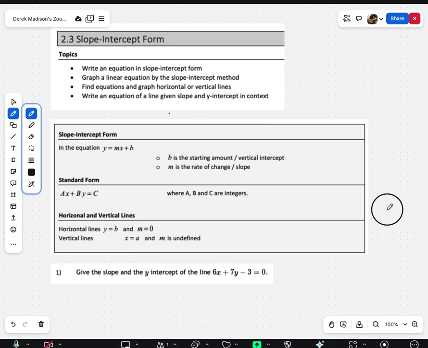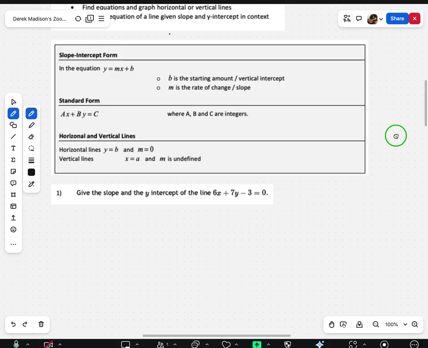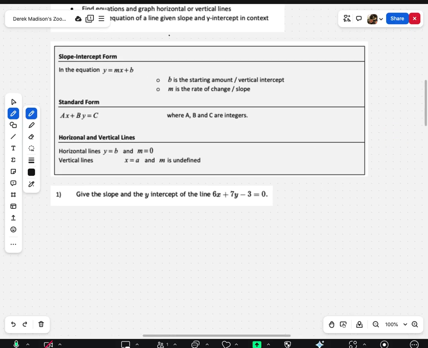So slope-intercept form is y = mx + b. And I'm going to write that a little bit larger down here. So a couple of ways of thinking of this. b is the starting amount, so when we get down to the verbal descriptions, we'll see that the account has $700 in it. That's going to be a starting amount. And it's also the vertical intercept. So it's our y-intercept that we saw a few sections ago.